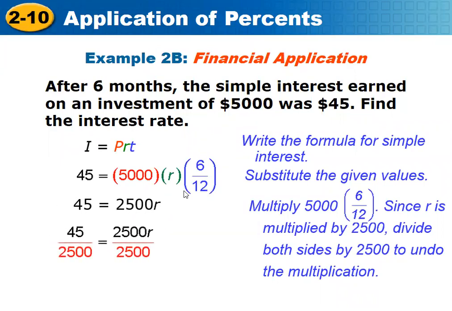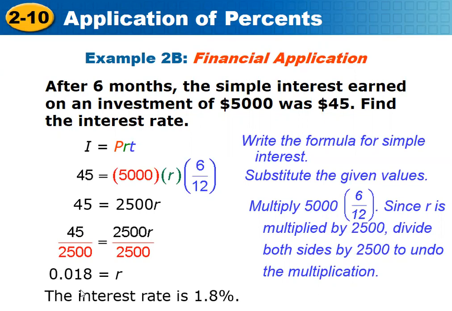We will multiply, and by the end we have 45 equal to 1,500 R. We will divide both sides by 2,500 to simplify and find only the value of R. So the value of R is 0.018. This is R, it should be by percent.